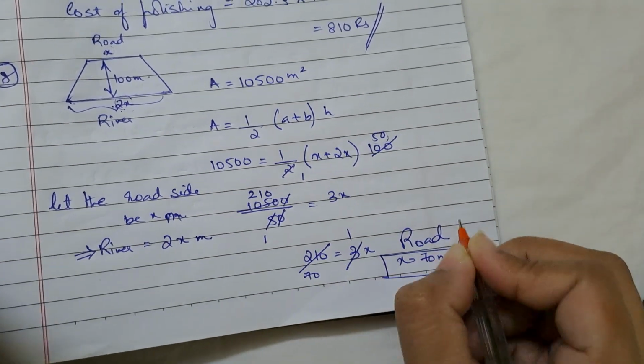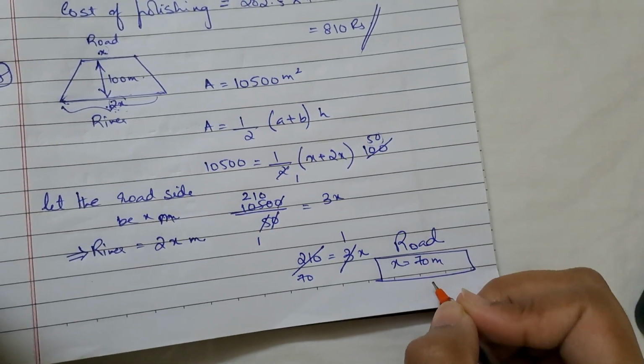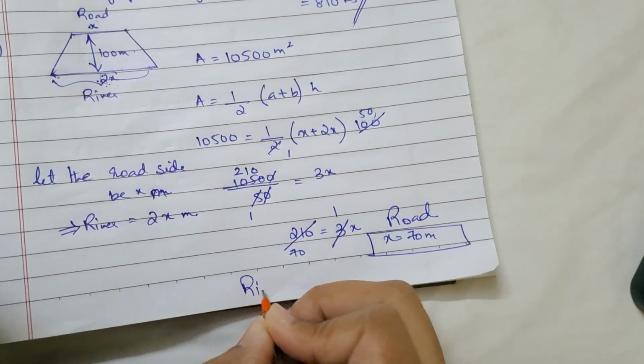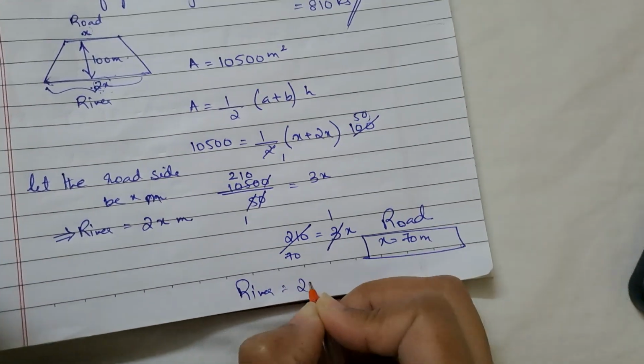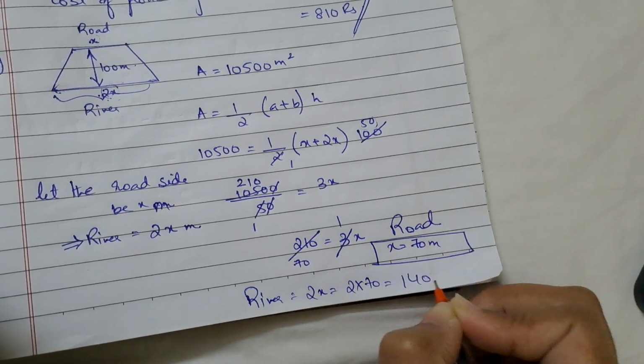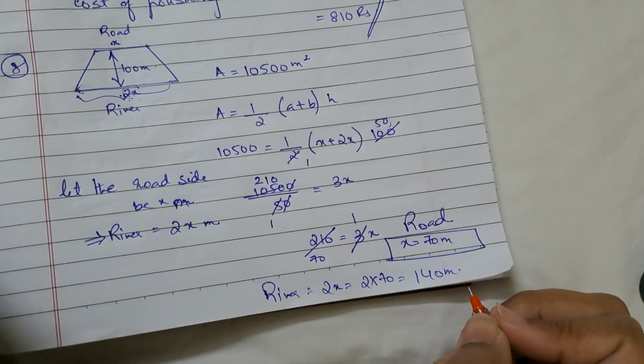He has asked me, students stop it here. Most of the time students stop it here, but he has asked me at the river side. So it is going to be 2x, which is 2 times of 70, which is going to be 140 meters will be the answer for this one.